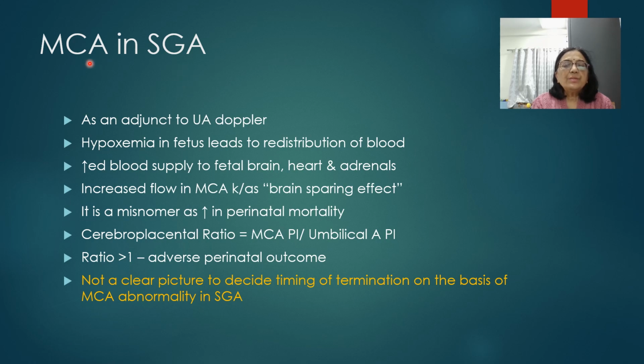Now, what is the place of this middle cerebral artery Doppler in small for gestational age? It is used as an adjunct, an additional investigation to umbilical artery Doppler. As we have already seen, the main surveillance tool in SGA is umbilical artery Doppler. Whenever there is hypoxemia in the fetus, it leads to redistribution of blood. We have already seen that. There is more blood flowing to the fetal brain, heart and adrenals whenever there is fetal hypoxemia.